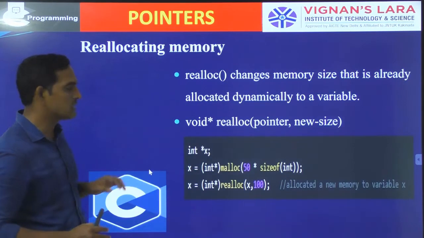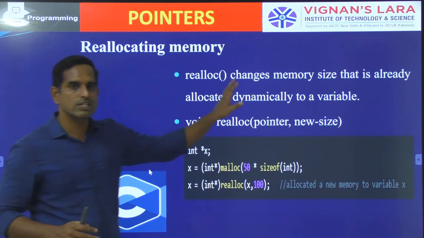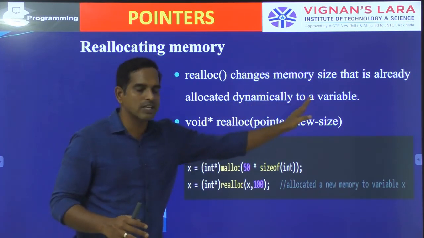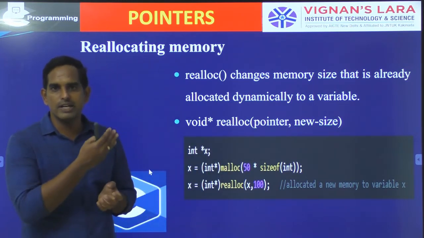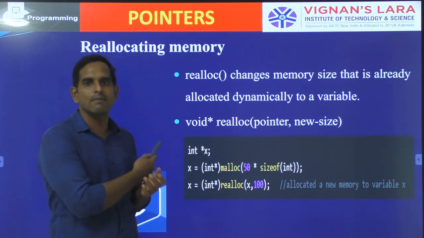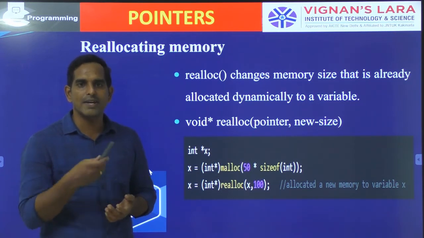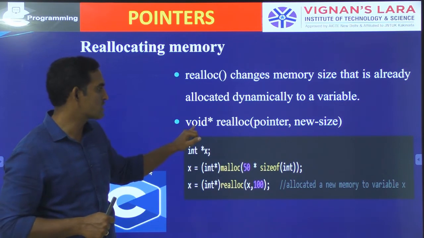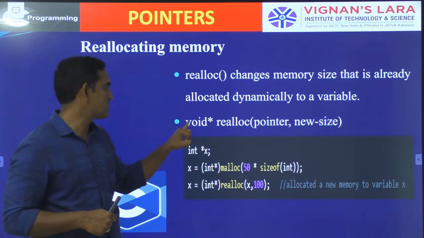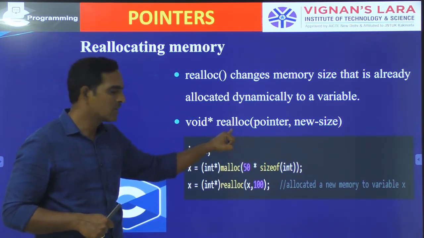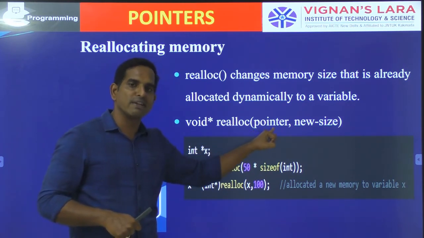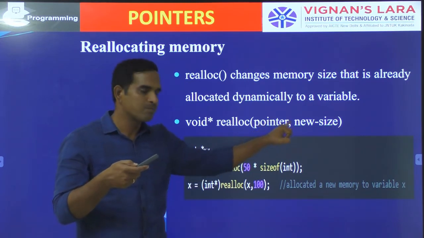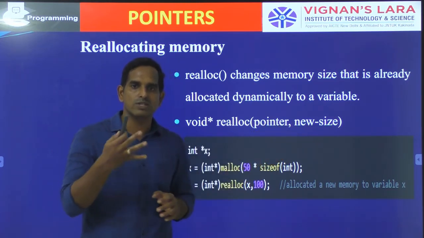And the last one is reallocation. Reallocation will be used to change the memory size that is already allocated dynamically to a variable. You have already done memory allocation by using either malloc or calloc. If you want to reallocate that memory, you can use the realloc function. The realloc function has this syntax: a void pointer, the previously used pointer where you have done the memory allocation, and the new size. What is the new size you want?